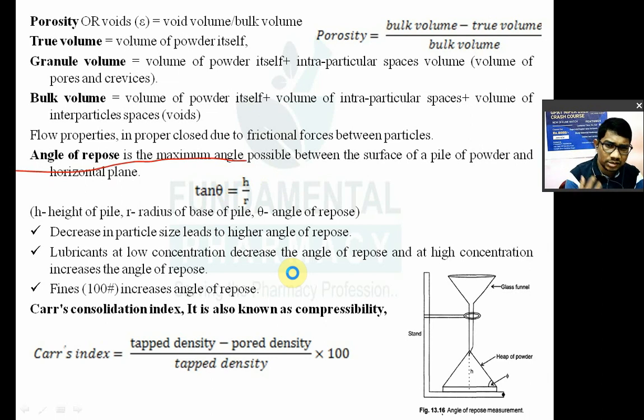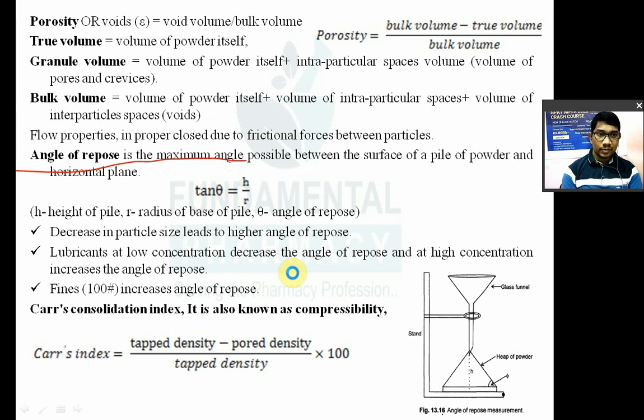If powder is cohesive, that means the interparticular forces in the powder are higher, so the powder is not free flowing. Also, interparticular forces depend on the particle size. If the particle size of the powder is less than 10 micron, there are higher cohesive forces, and that's why that powder is not easily flowable.